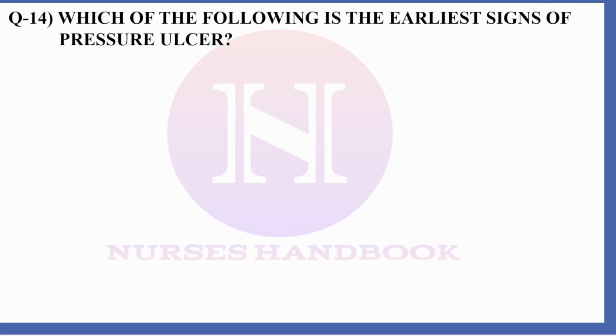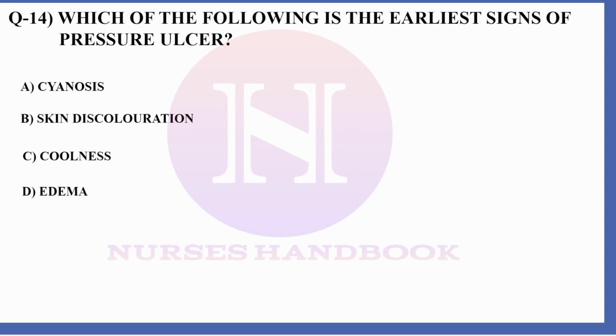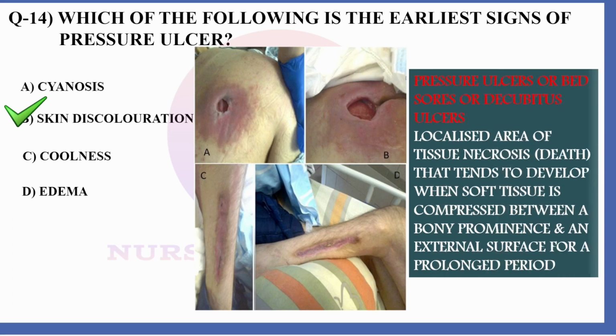Question number 14. Which of the following is the earliest sign of pressure ulcer? Option A, cyanosis. Option B, skin discoloration. Option C, coolness. And option D, edema. And the correct answer is option B, skin discoloration. So, pressure ulcers are also known as bed sores or decubitus ulcers.